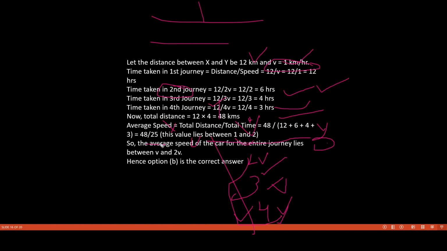All right. So now you can see 25 times 2 is what? 50. So it is definitely greater than v, but it is less than 2v. So hence option B is correct. So we made some assumption here and now we got our answer.